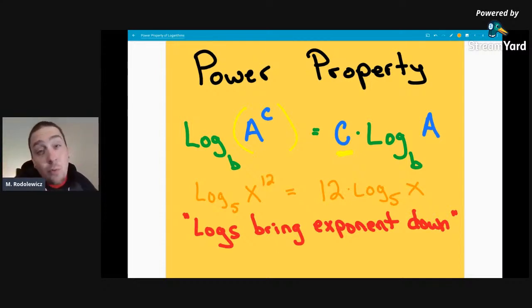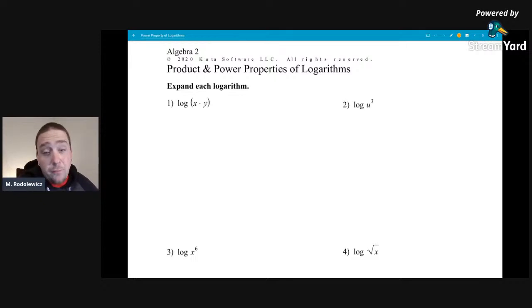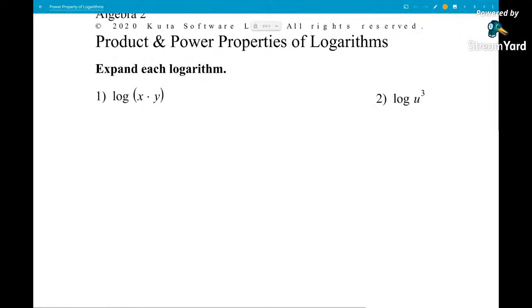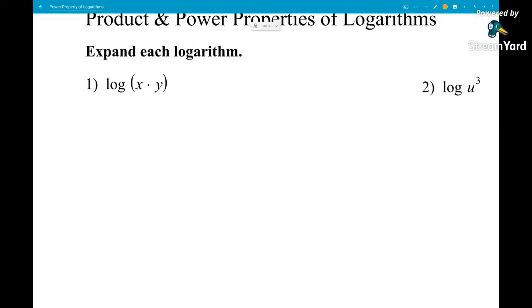Okay, so 2 properties. We've addressed them. We're about to apply them. The product property: if you have a logarithm of things being multiplied, you separate it with addition. Power property: you bring the exponent down. Got it. On to some practice. And I'm going to go full screen for this practice, but make sure you have your volume up and listen. So the direction here asks us to expand each logarithm.